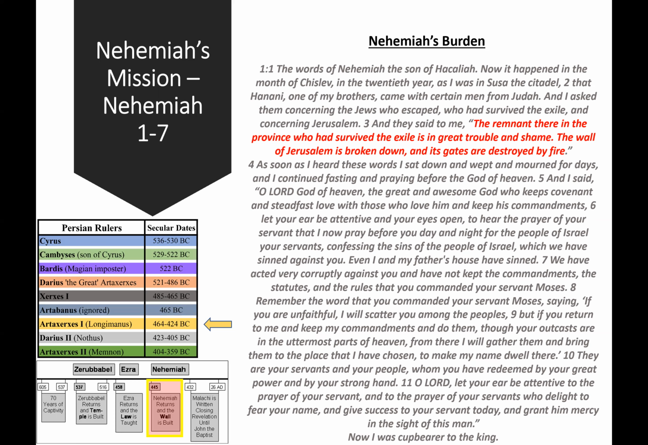So Nehemiah finds out about how bad Jerusalem is in terms of being structurally sound now, and how bad things are going. And he prays to God. And then he has a note here that at this time, around 445 BC, he's serving the king as his cupbearer.